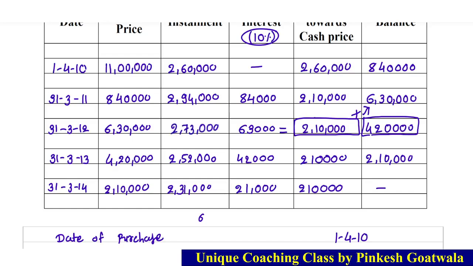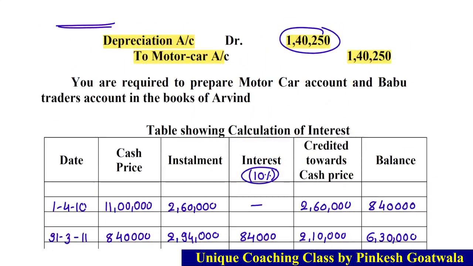273. Also check 273 minus 63, so you will get 210. Check also has to be done. If there is a mistake, you will get that mistake. Clear? Okay, so here our table is completed, and here what we have to prepare, they asked you are required to prepare motor car account and Babu traders account in the books of Arvind.